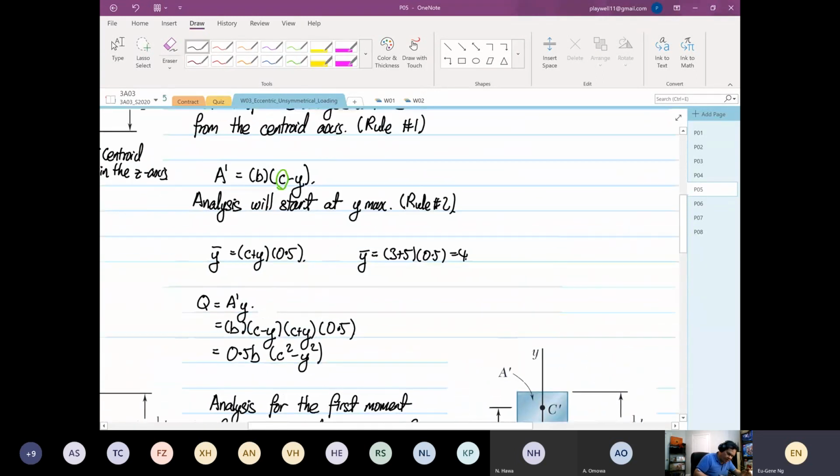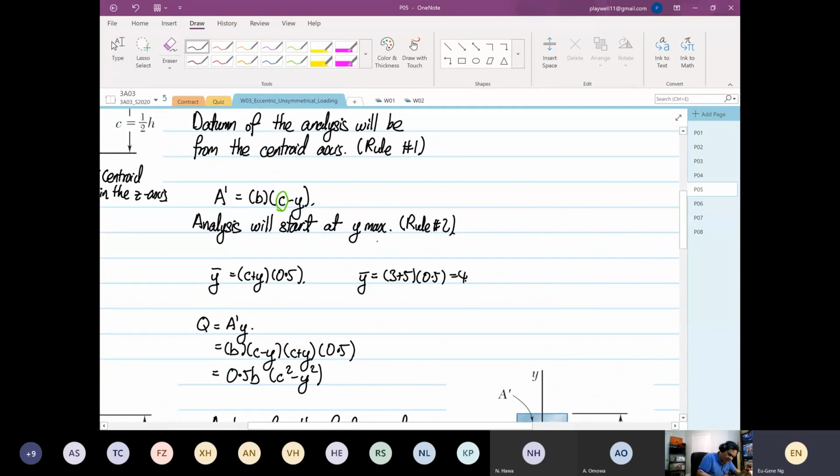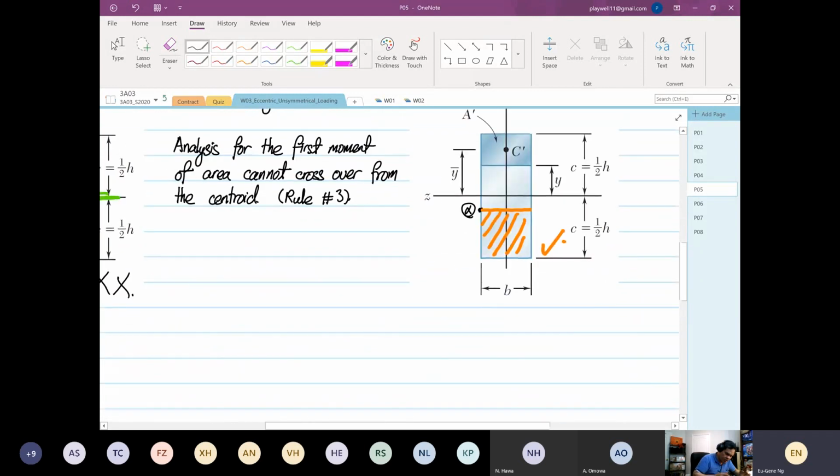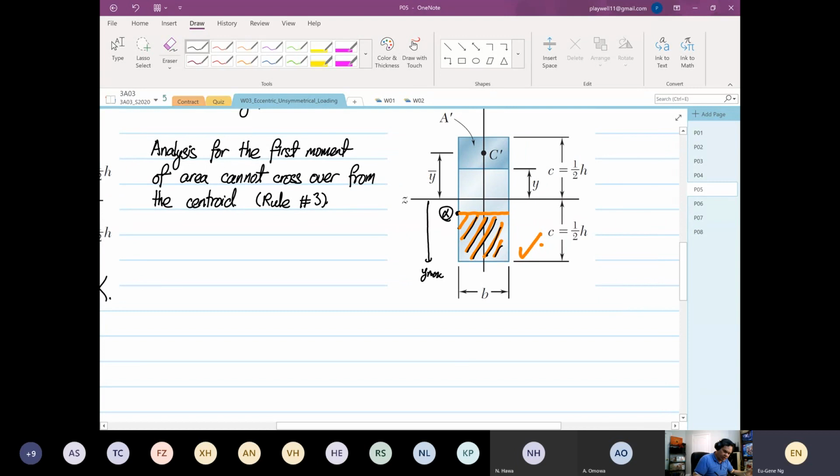We have to apply that the analysis will start at Y max and it cannot cross the what? It cannot cross the central axis. So Y max over here, so this is going to be your what? Y max, and then alpha point, okay, is your interest in this area, okay, and this area will not intersect your what? Will not intersect your Z axis. Okay, I'm going to carry on Tuesday again.